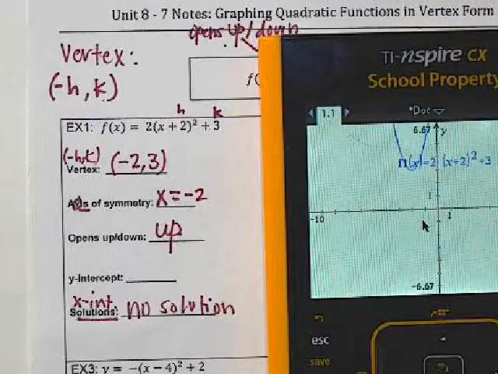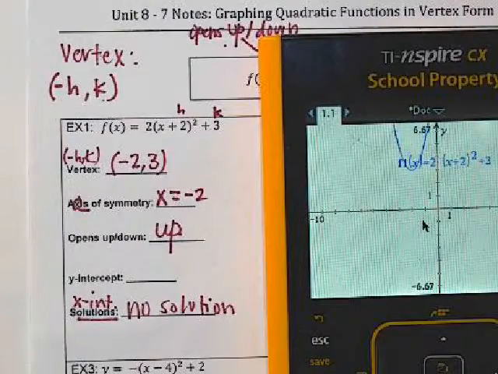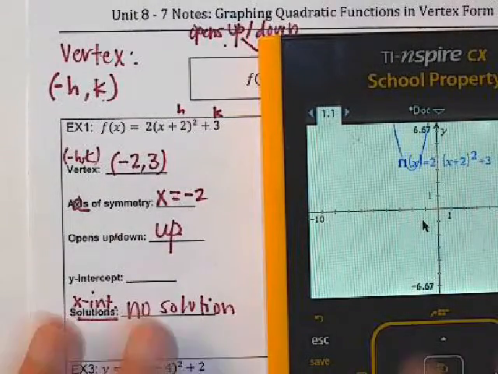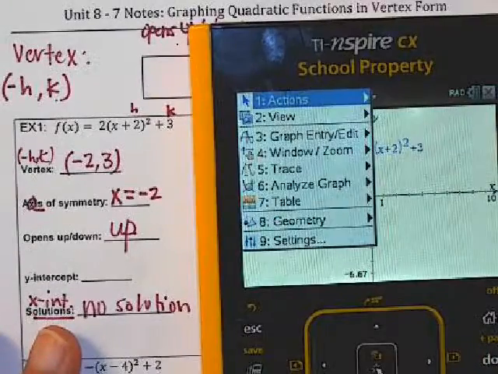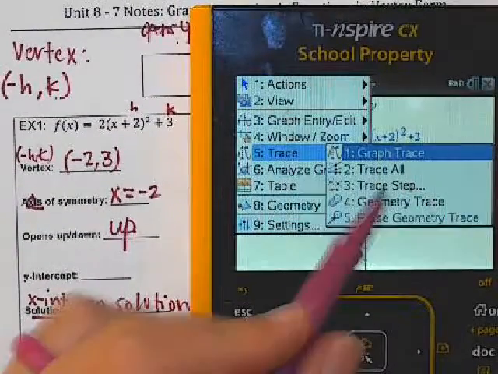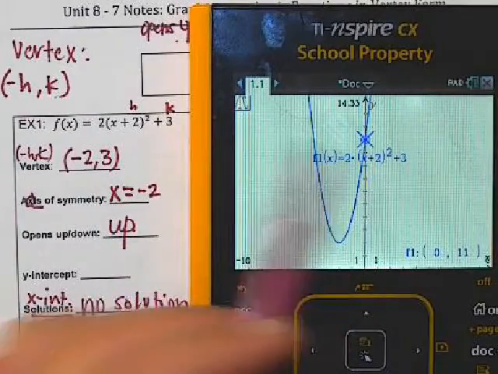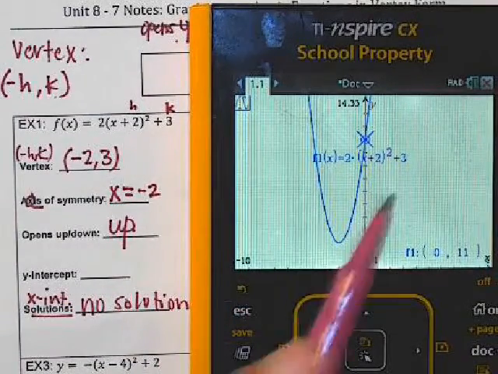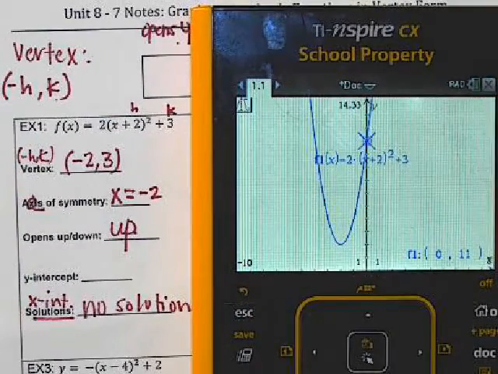Okay, now I want to know the y-intercept. Can I see it? No. Let's trace. So hit menu, 5, graph trace, number 1. You should be doing this with me. Take the right arrow.